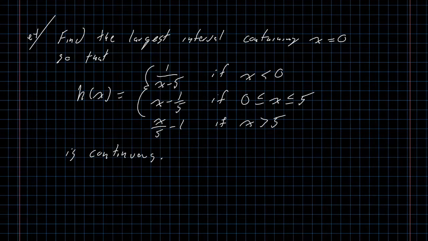And so I would like you to take a look at this function. h of x is, I wrote that backwards, sorry about that. Let me get in there and correct it and make sure you're doing the right thing before I set you loose. I want to look at 1 over x minus 5 if x is less than 0, x minus 1/5 if x is between 0 and 5, and 5 over x minus 1 if x is bigger than 5. And I would like you to find the largest interval which contains x equals 0 so that this function is continuous on that interval.